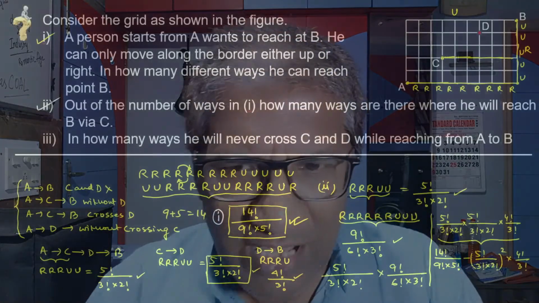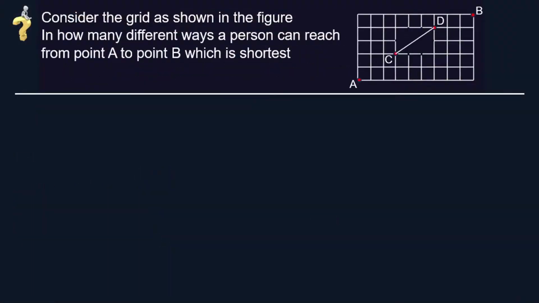It can come from A to C, then from C to B, no problem. It can come A to D, then from D to B he is reaching, no problem. But he is not crossing C and D simultaneously to reach the point B. Is it clear to all? Absolutely, it's a fantastic sum. You have to understand the logic behind it. Okay? Let us take the next problem.